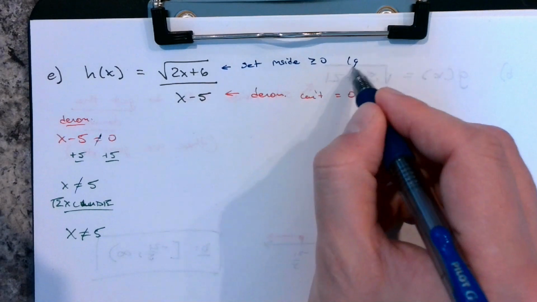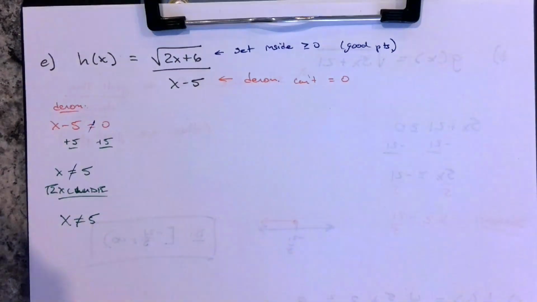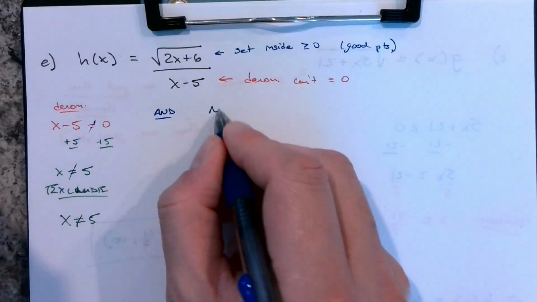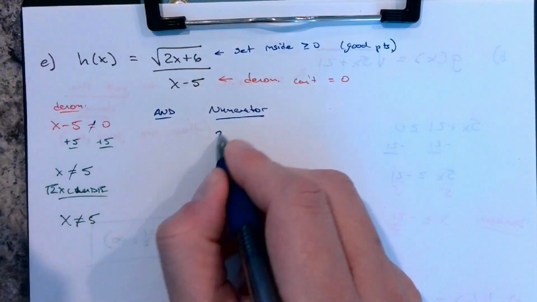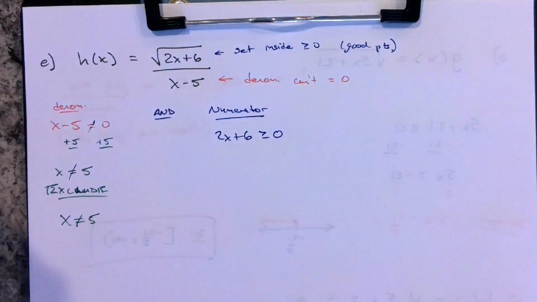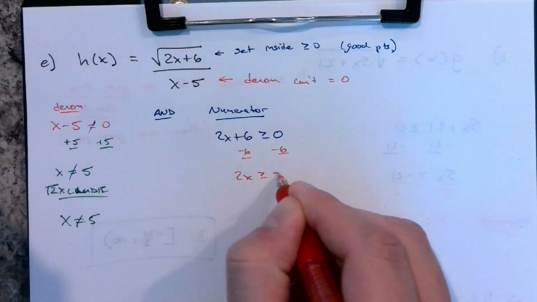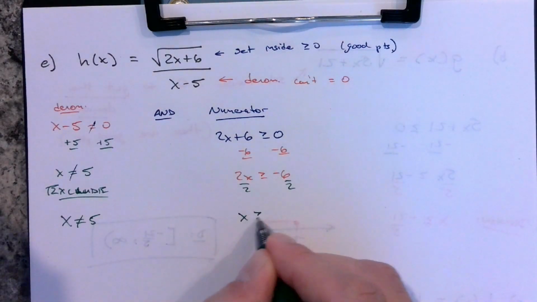And remember, these are the good points. So we have this for the denominator, and we also have this for the numerator. So for the numerator, we have 2x plus 6. We want that to be greater than or equal to 0. In this case, it could equal 0 on the numerator. A 0 numerator is okay, it's just a 0 denominator that isn't. And then we're going to solve this. Well, to solve this, I'll subtract 6 from each side, end up with 2x is greater than or equal to negative 6. And then we'll divide by 2, and divide by 2. So we have x is greater than or equal to negative 3.